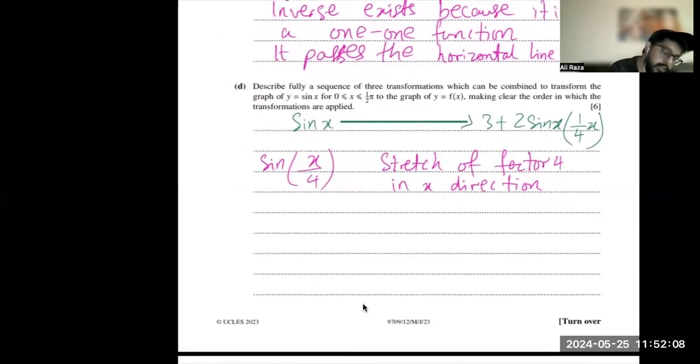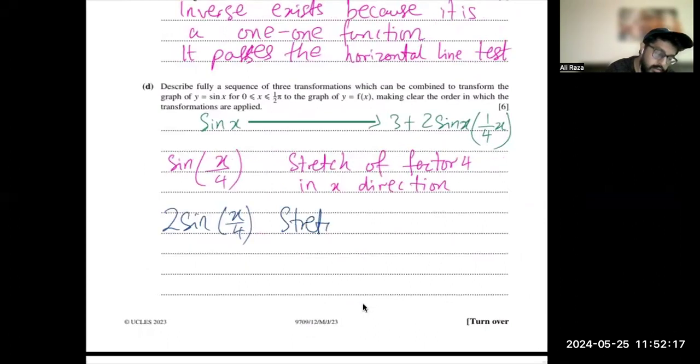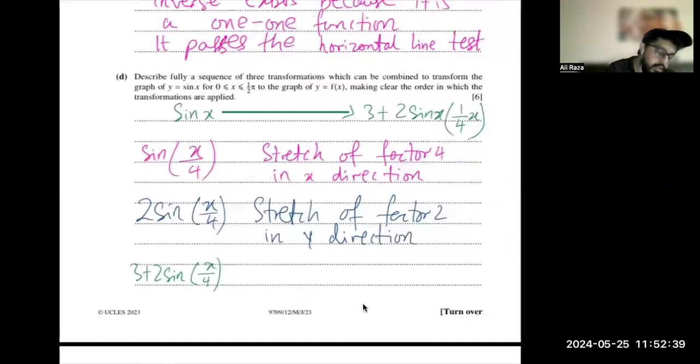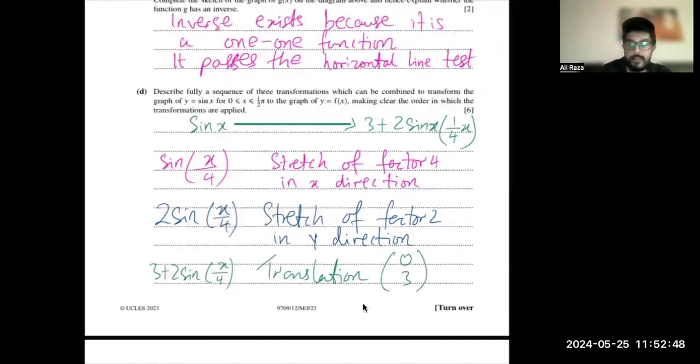Then we're multiplying the equation by 2. This means a stretch of factor 2 in the y direction. And then we're adding a 3 to it for the y values. So there's a translation or a shift of the vector (0, 3), so 3 units in the y direction.